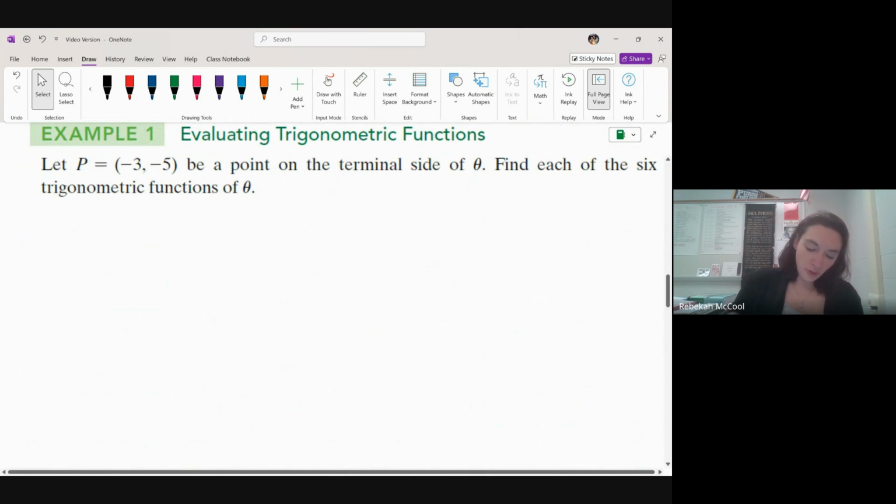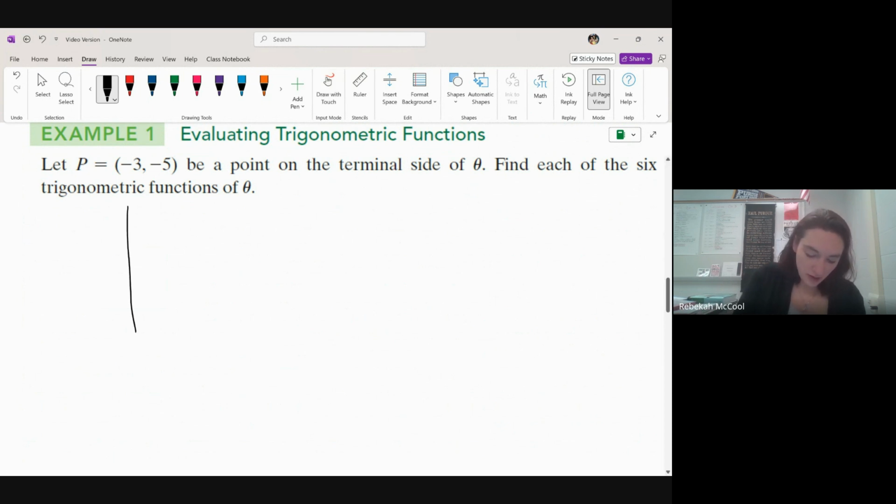All right, so we've got some point P. It's the coordinate (-3, -5). I'm going to go ahead and just sketch this out. (-3, -5) is going to exist somewhere down here, maybe a little lower. Yeah, somewhere down here. If I consider that as my angle and draw my line perpendicular to my axis, this is the angle that I'm considering.